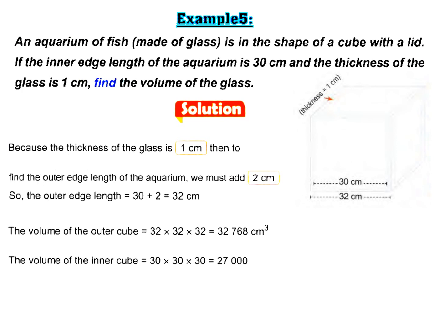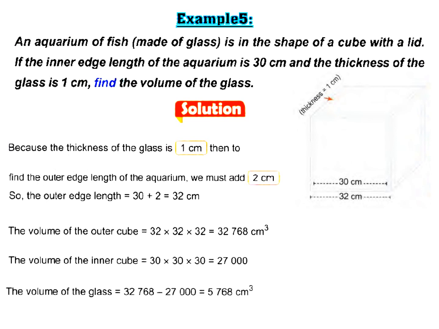By subtracting the inner volume from the outer volume, I will get the volume of this glass. The volume of the glass equals 32,768 minus 27,000. It will give me 5,768 centimeter cube.